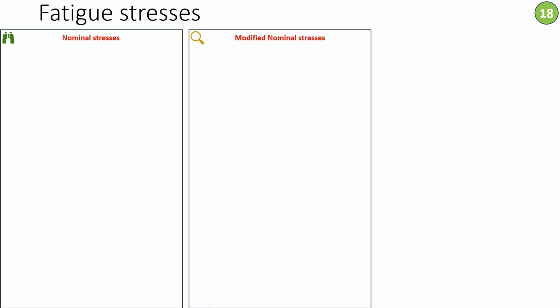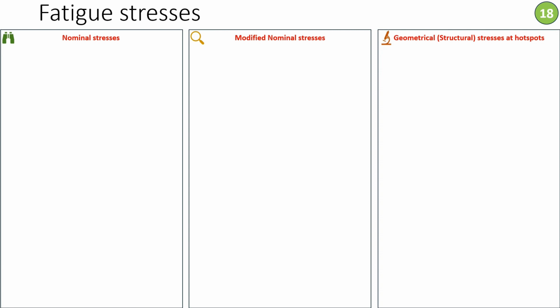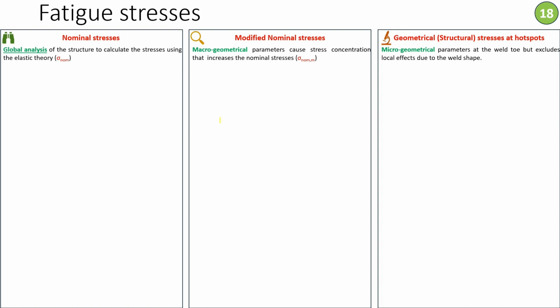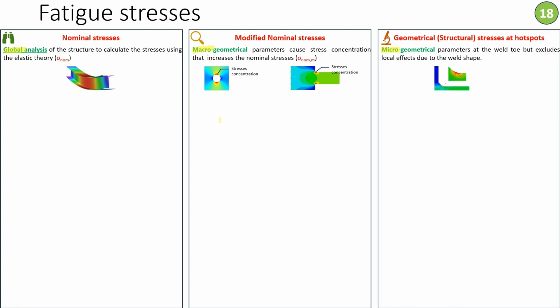We have 3 categories of fatigue stresses at 3 different modeling levels. Nominal stresses at the global level, modified nominal stresses at the macro level, and then geometrical stresses at the micro level. Nominal stresses are where you have your stress trajectories continuous, and the stress flow is laminar. An example for that is plain steel elements.